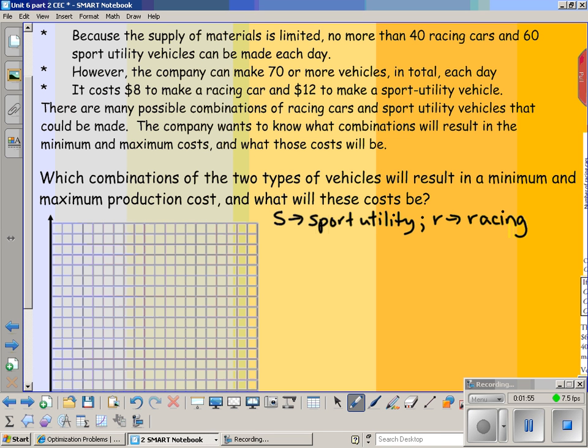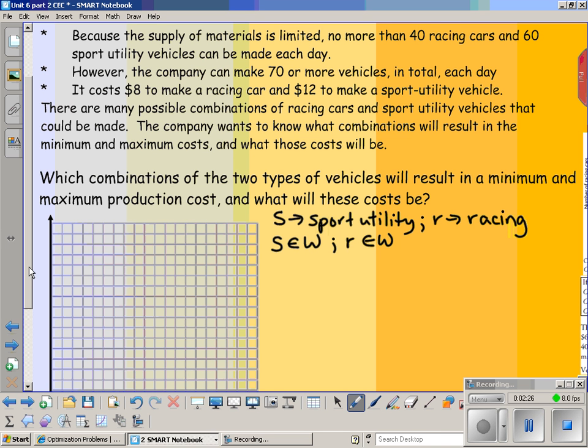Now, are there any restrictions on these? Is this discrete data, continuous data, whole numbers, integers, real numbers? In this case, they are both whole numbers. You cannot produce a negative amount. You cannot produce a decimal amount, but you can have zero and you can have positive values. So these are elements of the whole numbers. So we know that our graph is going to be simply in the first quadrant.